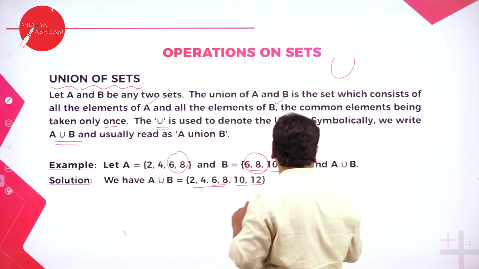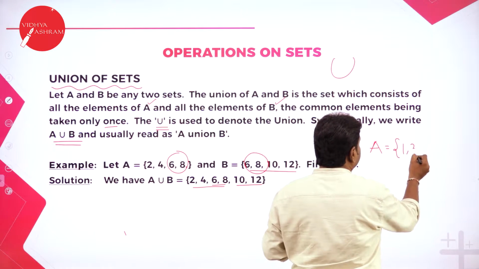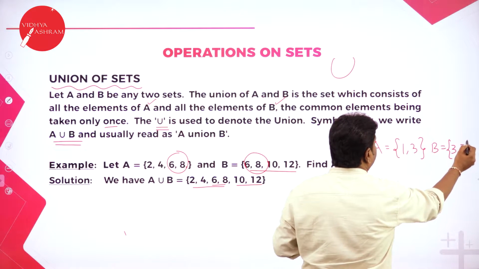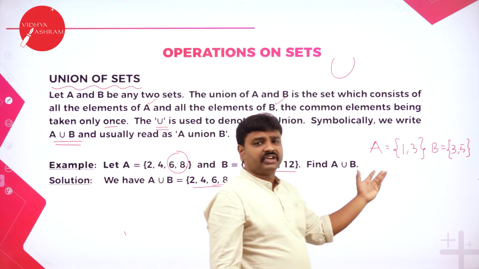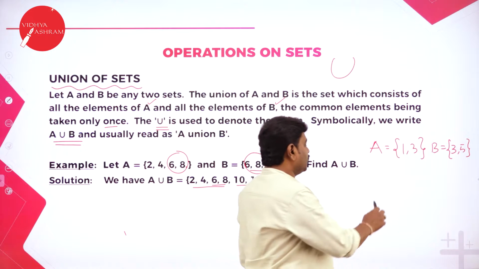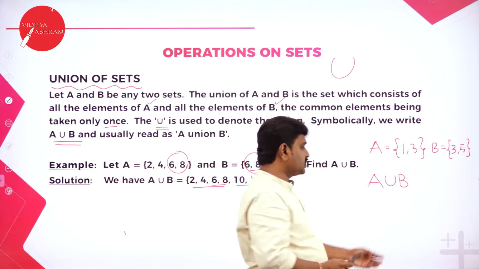So I'll take one more example. Say A is equal to 1, 3. B is equal to 3, 5. How many sets have I taken? Two sets. They are non-empty sets. They have elements. Now I'll find A union B.